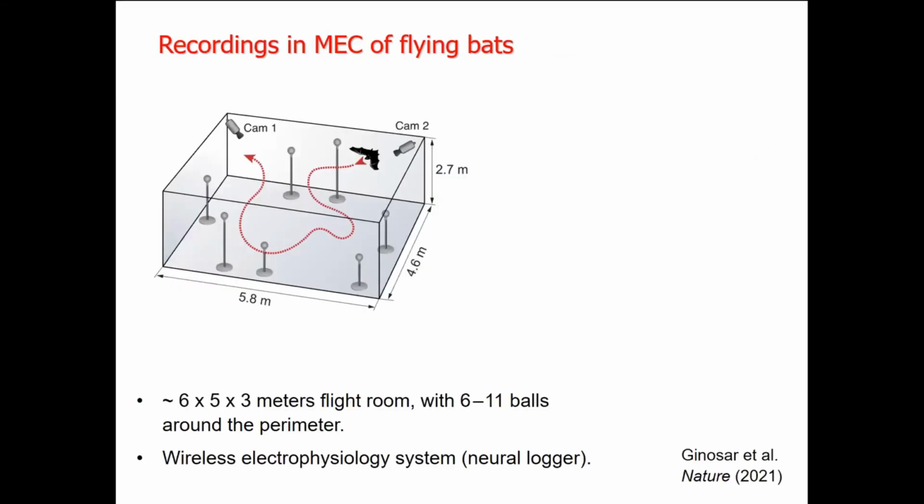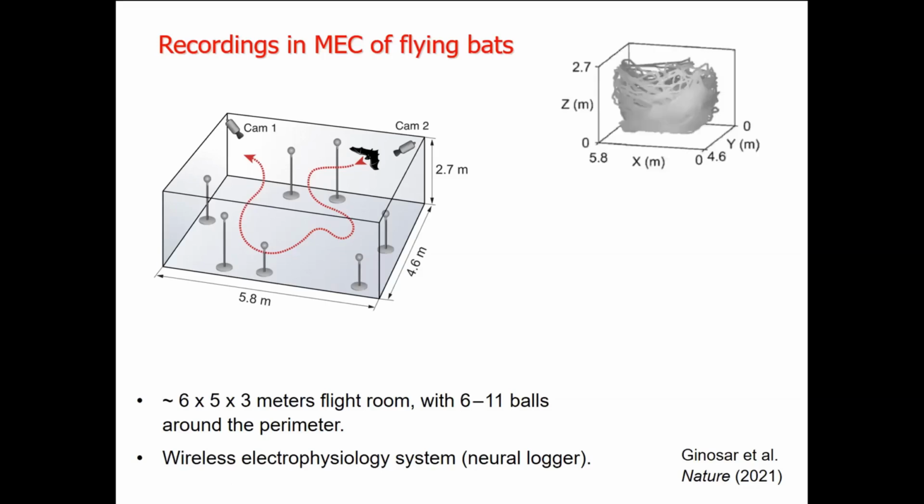And so to look at that, we recorded from the medial entorhinal cortex of flying bats in the big flight room that we have, as I said, almost 6 by 5 by 3 meter room. Gili put these landing balls for the bats with food on them, very close to the walls around the perimeter of the room. And these landing balls were at various heights. So the idea was basically to encourage the bat to fly very much in 3 dimensions, so to fill the 3-dimensional volume of the room, which they did.